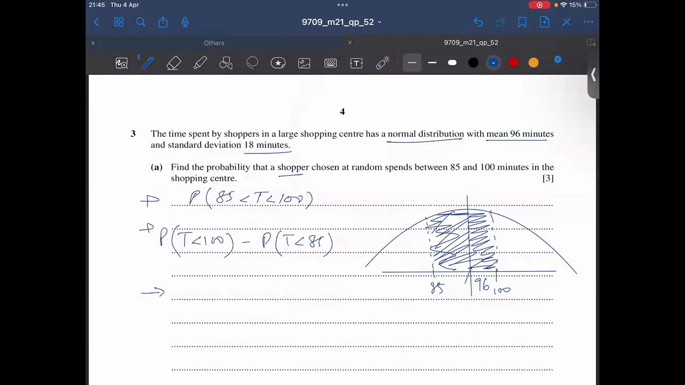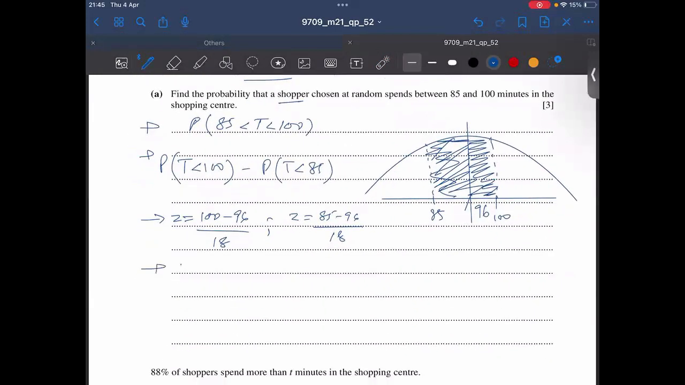So I'm going to use the formula. I'm going to calculate the value of Z. It's going to be Z equals 100 minus 96 divided by the standard deviation, 18. And for this, I have Z equals 85 minus 96 divided by 18. And Imad, 4 divided by 18.